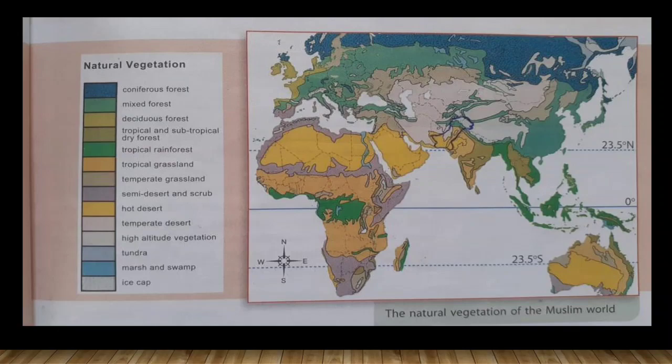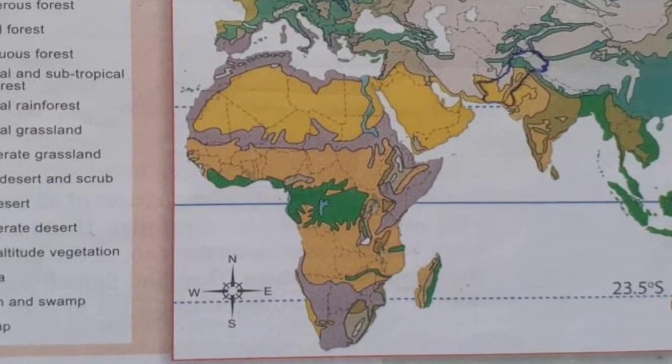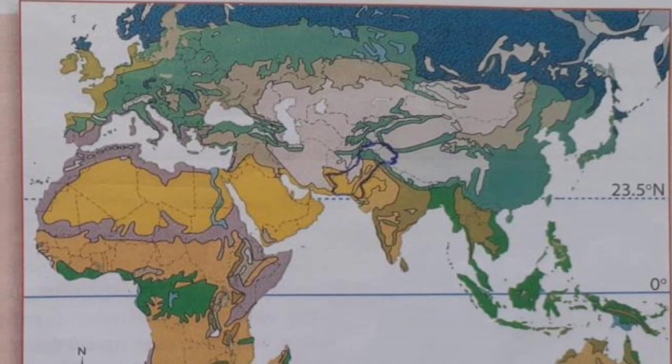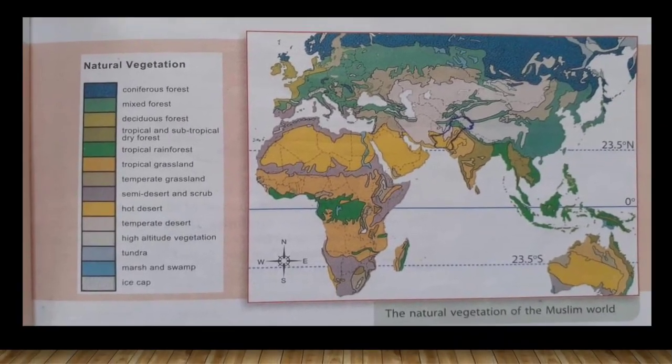Look at this. I'm telling you now about the tropical grasslands, that mustard area, the Central Africa and also the lower part and also some part of this side. So these are the tropical grasslands which are above the equator. That's why these are known as the tropical grasslands.